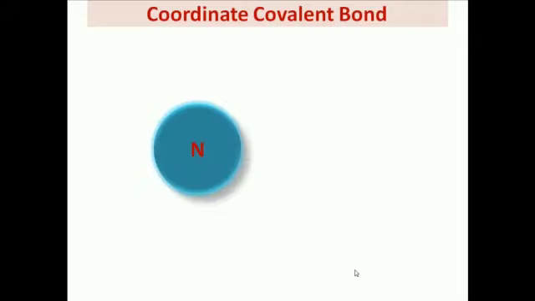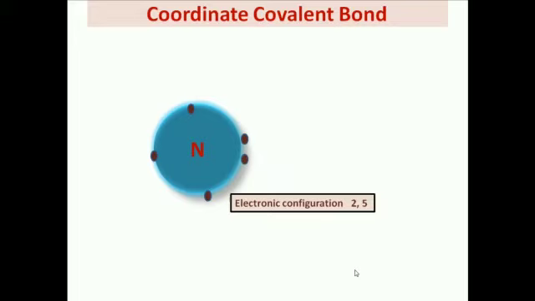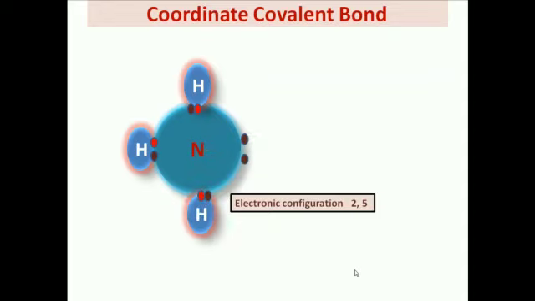The next type of chemical bond is the coordinate covalent bond. Take the example of nitrogen. The electronic configuration of nitrogen is 2,5 because its atomic number is 7, so 2 electrons in its first shell and 5 electrons in its outermost shell. So nitrogen shares 3 electrons with 3 hydrogens, and there is a formation of 3 covalent bonds with 3 different hydrogens to form a molecule. That molecule is called ammonia.